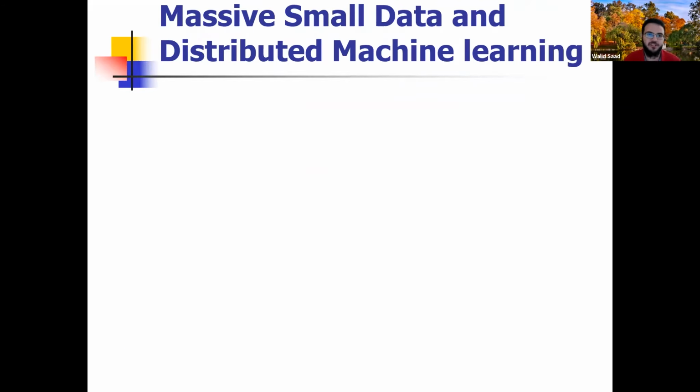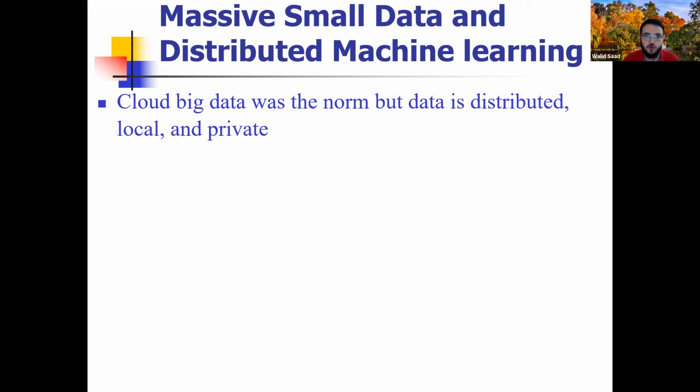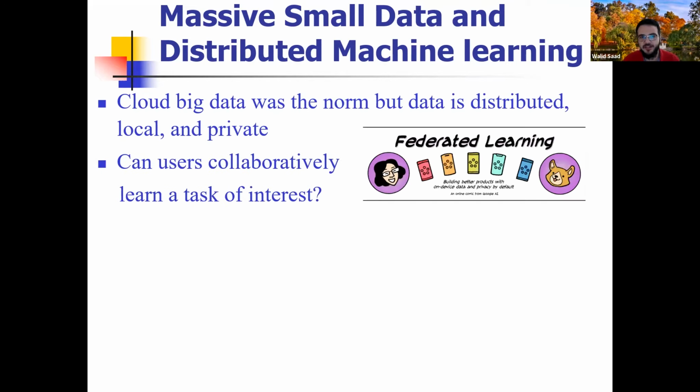Again, we all know about this shift from big data, which used to be the norm, towards small data, where you have multiple users or base stations that have a small amount of data that partially represents the space that I want to learn in some sense. And this led, of course, to the emergence of federated learning. The first question they asked three years back is, can users collaboratively learn a task of interest? But of course, that has grown much more since then.